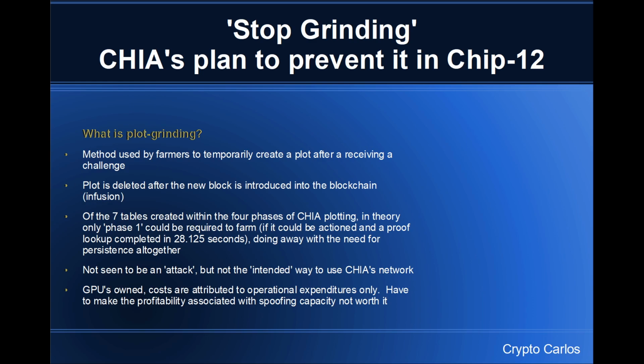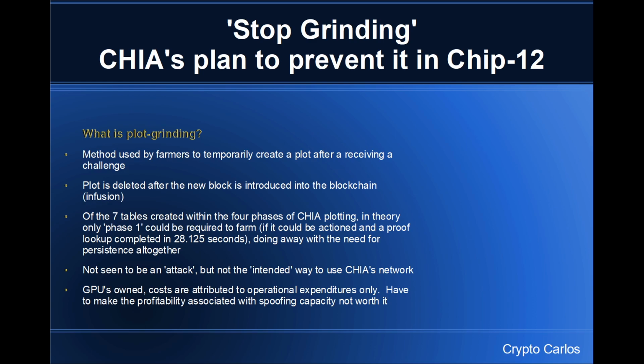They can create it in memory on a RAM disk, whatever, only completing phase 1, and with some very clever approaches to just producing the ID of the plot, do away with having to persist it altogether. So this does away with the proof of space and time, does away with the need for hard disks or large arrays of hard disks, and it means that they can cheat the system somewhat.